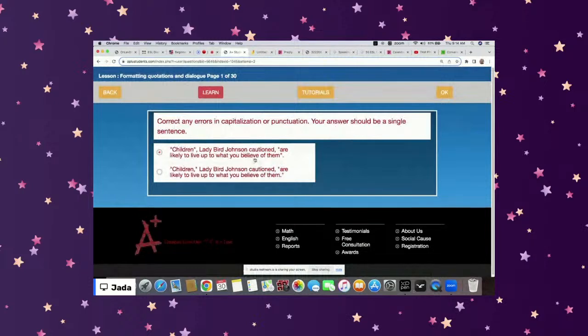Children, Lady Bird Johnson cautioned, are likely to live up to what you believe of them. Children, Lady Bird Johnson cautioned, are likely to live up to what you believed of them. So if you are here and listening to me, please send in your answers, what you think is the correct one. Is it the first one or the second one? Which is the correct one? The right answer. You can send in your answer if it's one or two.